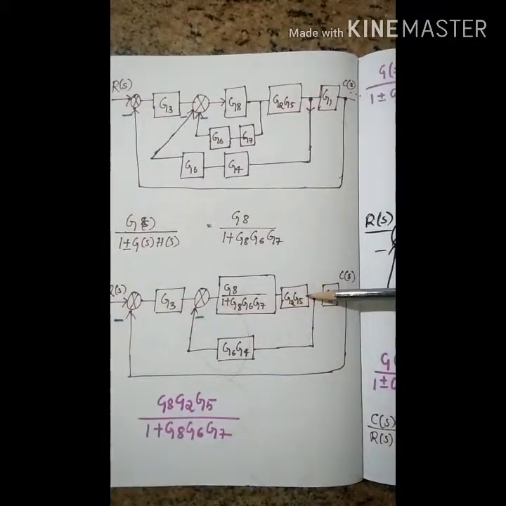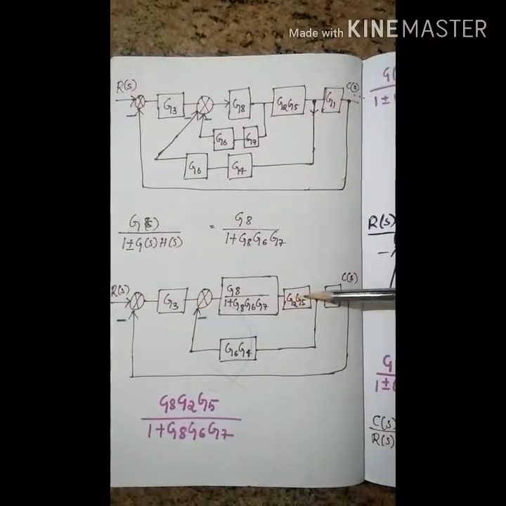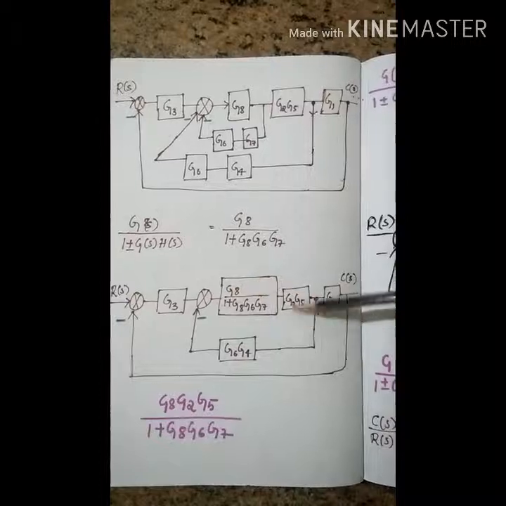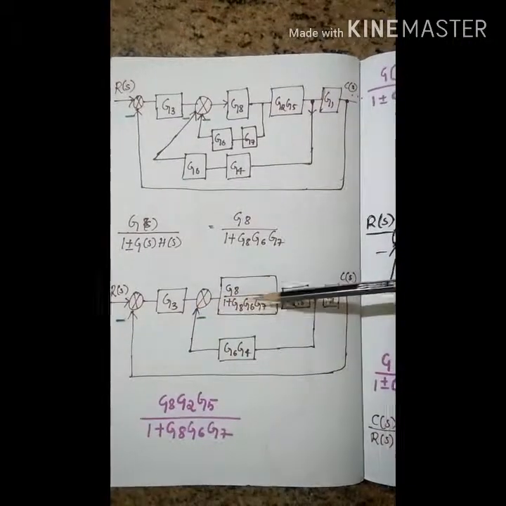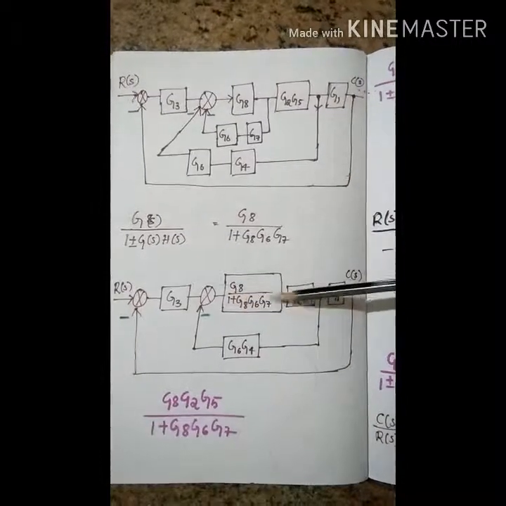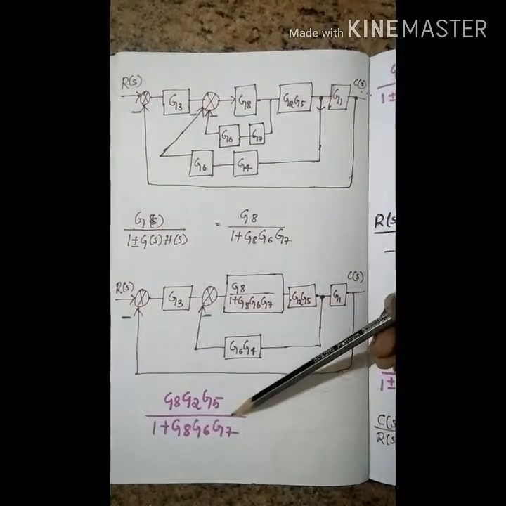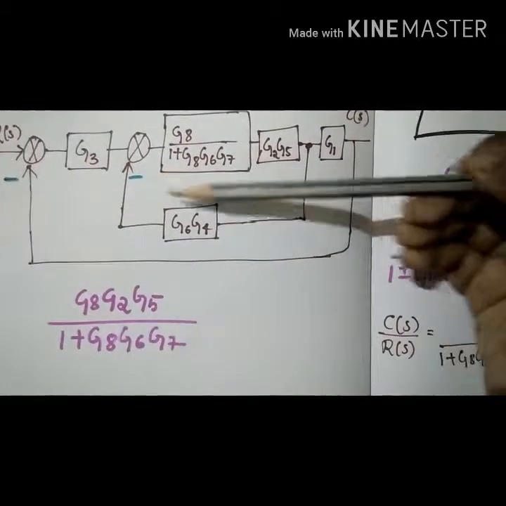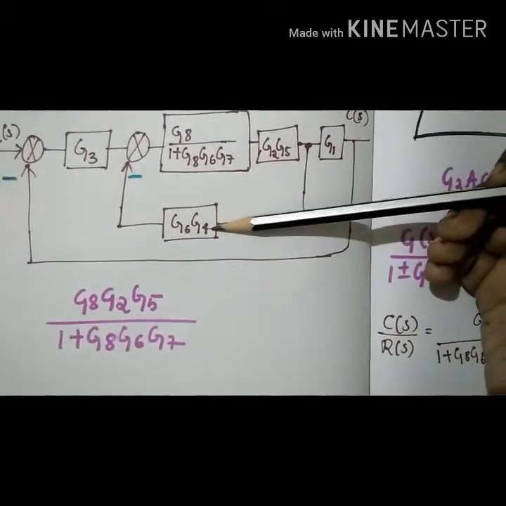And G2 and G5 were in series, they get multiplied. Now again this entire block forms a negative feedback wherein this block and this block are in series, thus they get multiplied. Now this block becomes a negative feedback with G6 and G4.